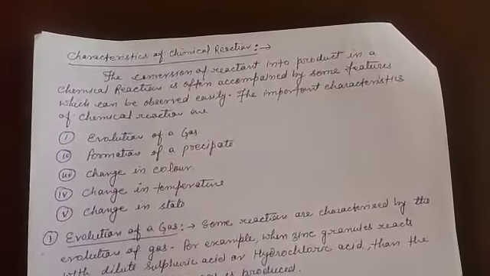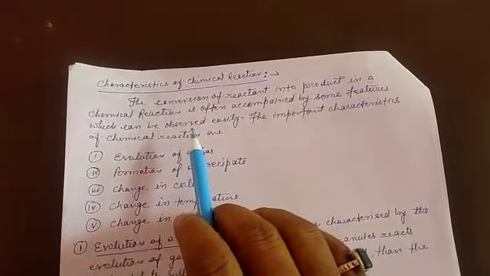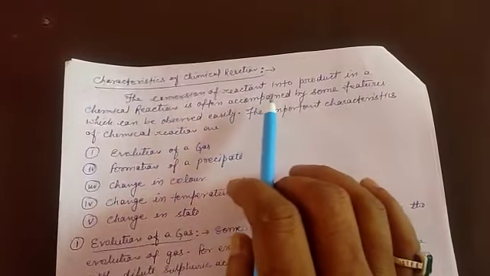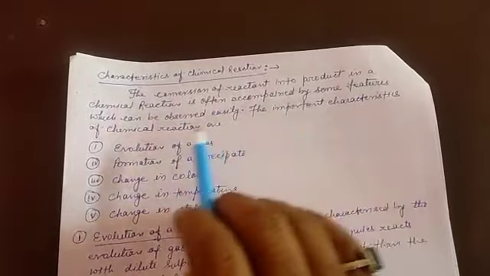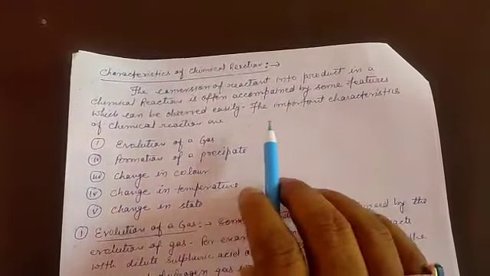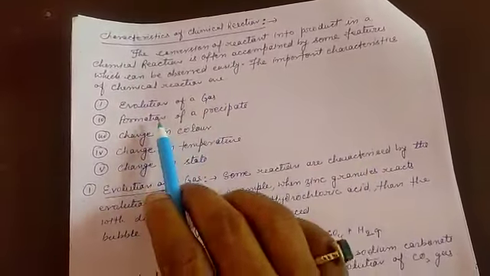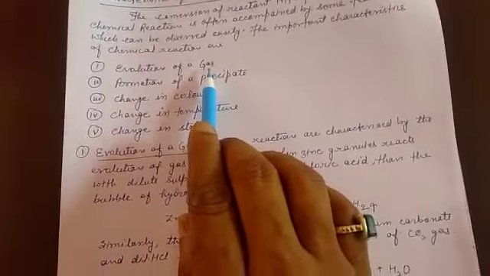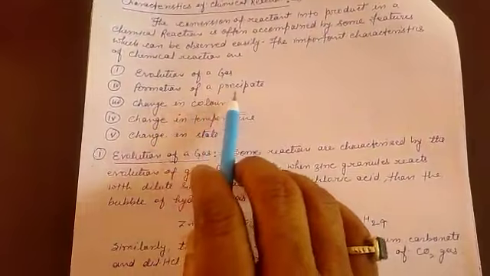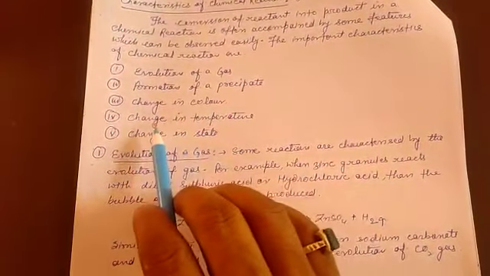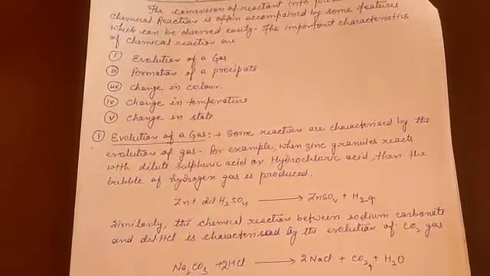Now, let's see, all the chemical reactions have some properties, some characteristics, right? The conversion of a reactant into a product in a chemical reaction is often accompanied by some features which can be observed easily. These important characteristics of the chemical reaction are as follows. First, evolution of gas, which means any chemical reaction could evolve gas during the reaction. Formation of precipitate, change in color, change in temperature, change in state.